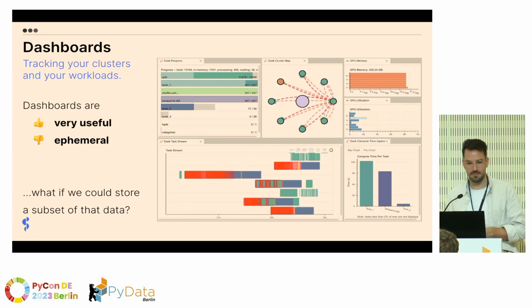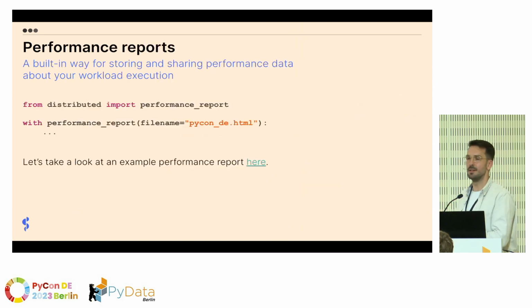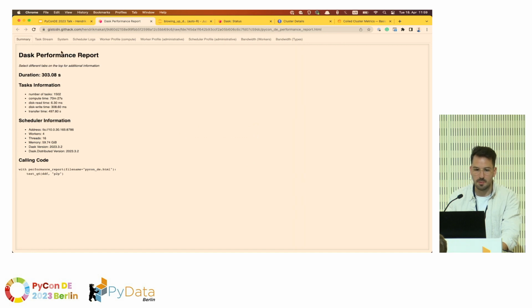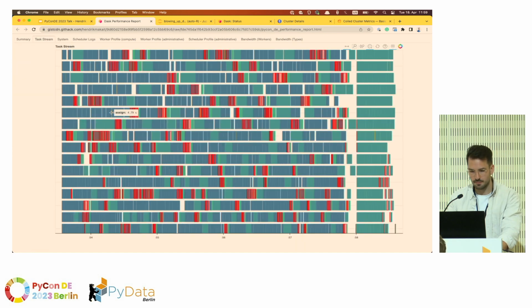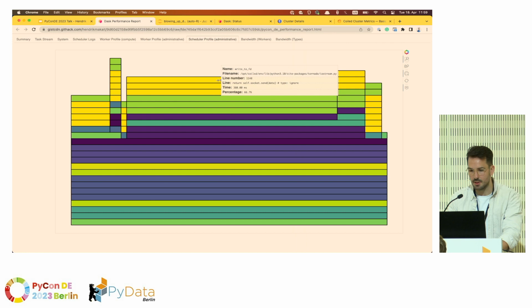out of luck. So what we did to solve a part of this pain is that we also added performance reports. And these things you can use as a context manager. They just wrap around the workload you want to track. And with that, we take a subset of those measurements we've seen before and compile them into basically one HTML page that people are able to then store and share. Like we see the task stream here. We see, once again, some metrics that we can use. And interestingly, we also have some profiling.